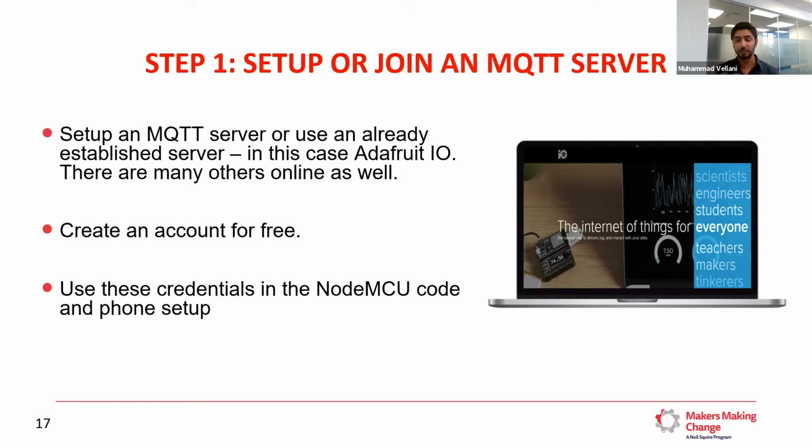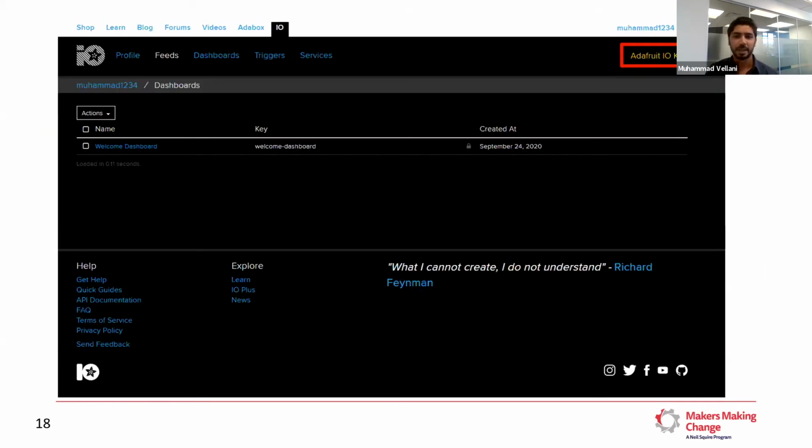The server that we've used over here is an Adafruit IO server. It's very easy to set up. All you have to do is go to their IO page and sign up. And once you've done so, can we go to the next slide, please? Yeah, on the top right, you'll see Adafruit IO key. When you press that, you'll get your secret key.